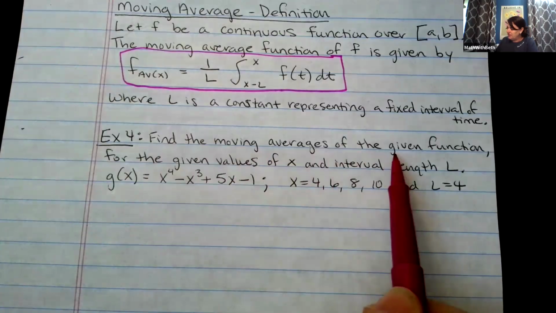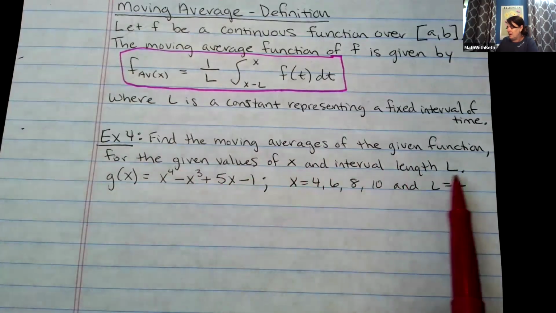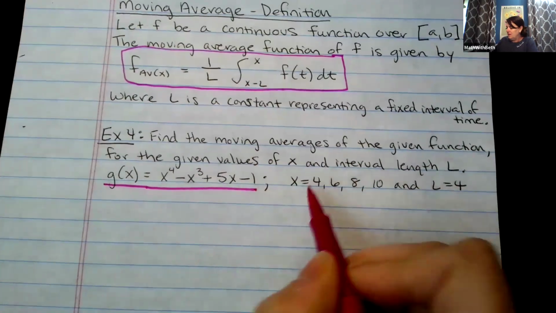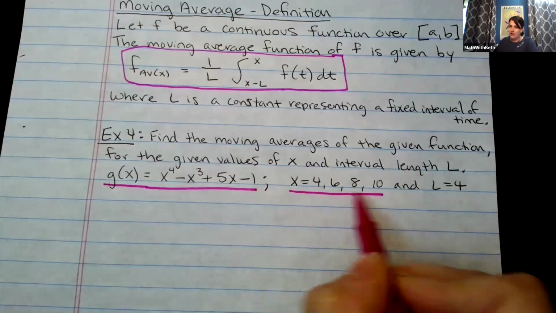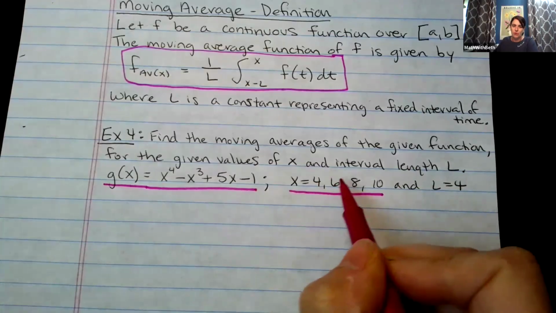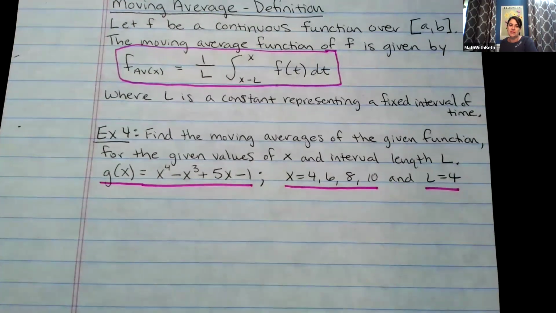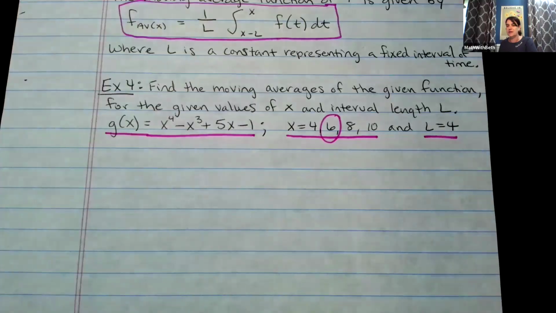Find the moving averages of the given function for the given values of x and the interval length L. So here's the equation they're giving us. They want us to look where x is 4, 6, 8, and 10. I'm not going to do all of this. I'll probably just pick one to show you an example, but you would do all of these if this was the problem. But for all of them, you'd be using the same L. So I'm just going to do one example. So let's just pick 6.